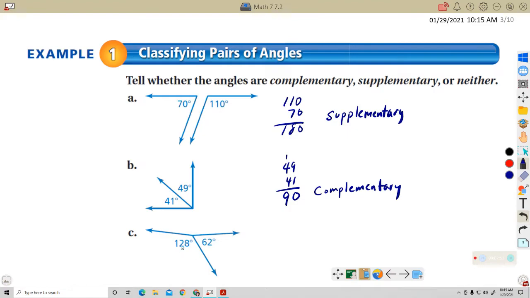And here we've got 128 and 62. Here's the thing about when you look at diagrams, you can't assume that's not a straight line. It could be a straight line. We don't know. When there's measures on there, you have to go by the measures. So 128 and 62, 8 and 2 is 10, so 0 carry the 1. 6, 7, 8, 9. Well, carry that 1. So this is 190 degrees. So this is neither.